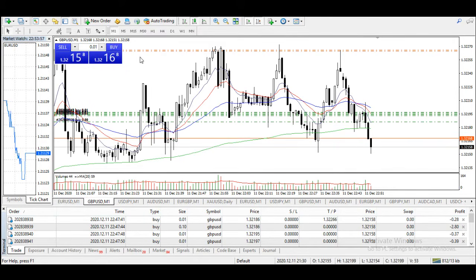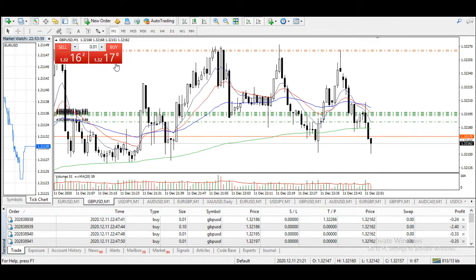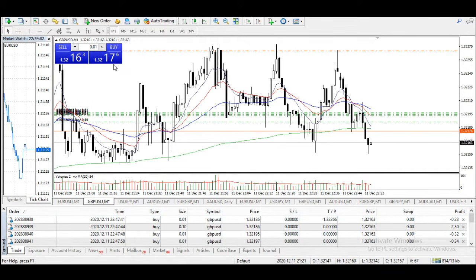And if I had more margin, I could have bought here. But I wanted to trade from a very tough account with very low leverage.